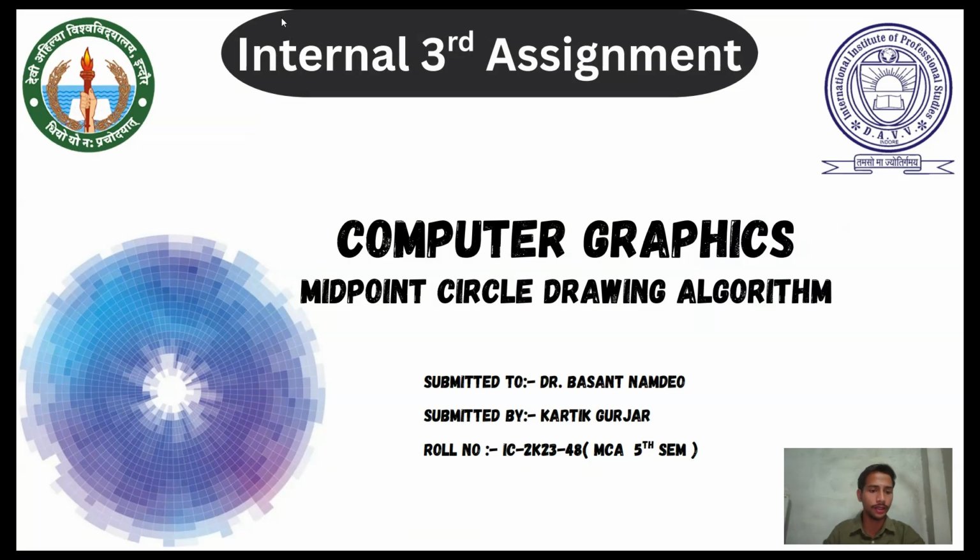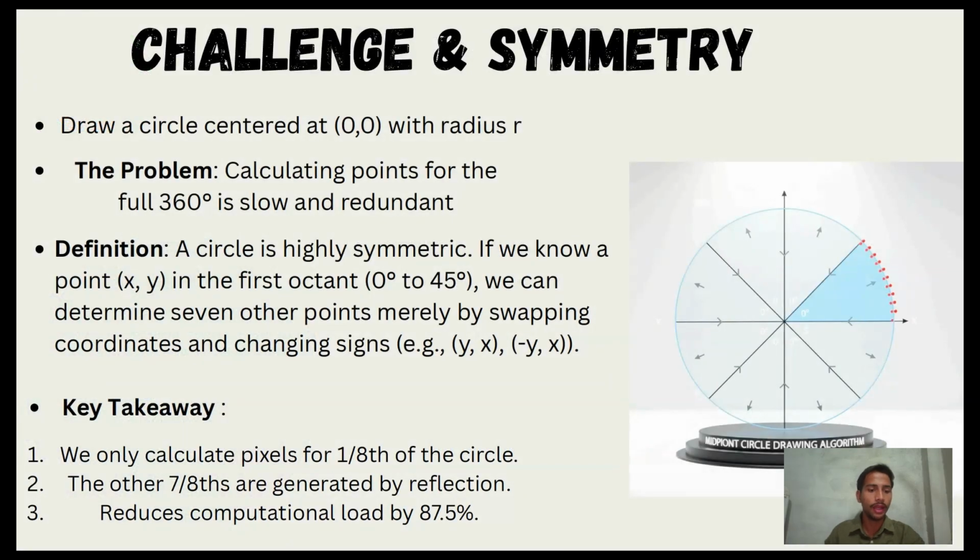Moving on to the next slide. Challenges and symmetry. Let's start with the challenge. Drawing a circle seems simple to us, but for a computer, calculating points for a full 360 degrees is incredibly slow and redundant. However, circles have a special property called symmetry. If you look at the diagram, you will see we don't actually need to calculate the whole circle, we only need to calculate one small slice, specifically the first octant from 0 to 45 degrees.